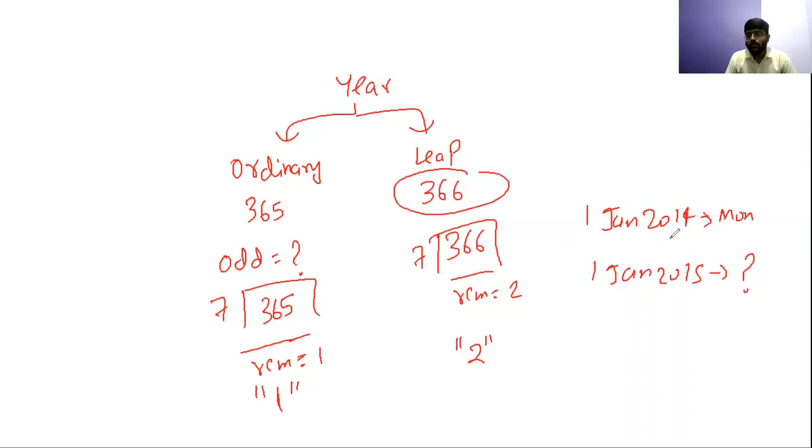See, here two things can be there. If you are crossing 1 year, either you will be crossing an ordinary year or you will be crossing a leap year. Isn't it? Only two possibilities are there. So how are we going to check which year we are crossing?